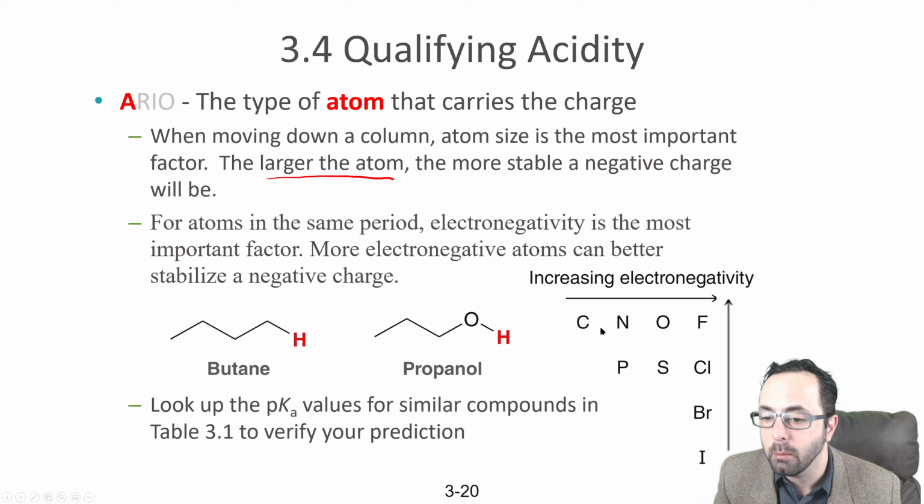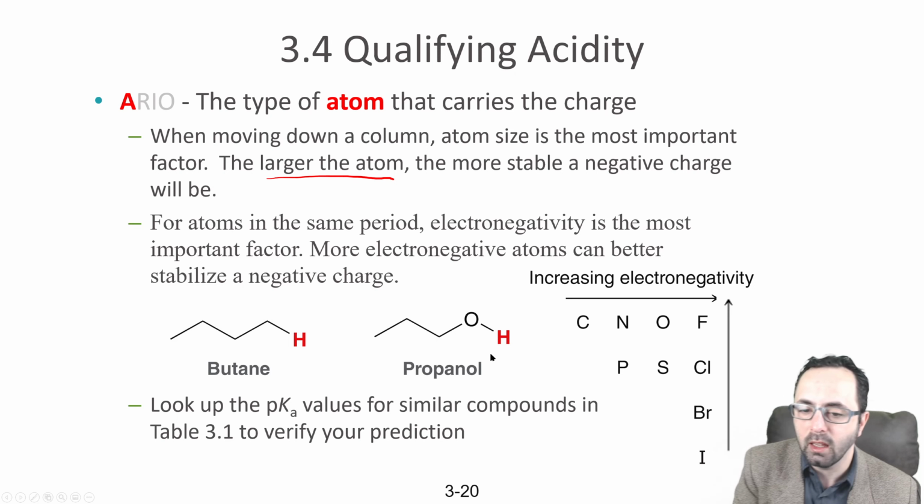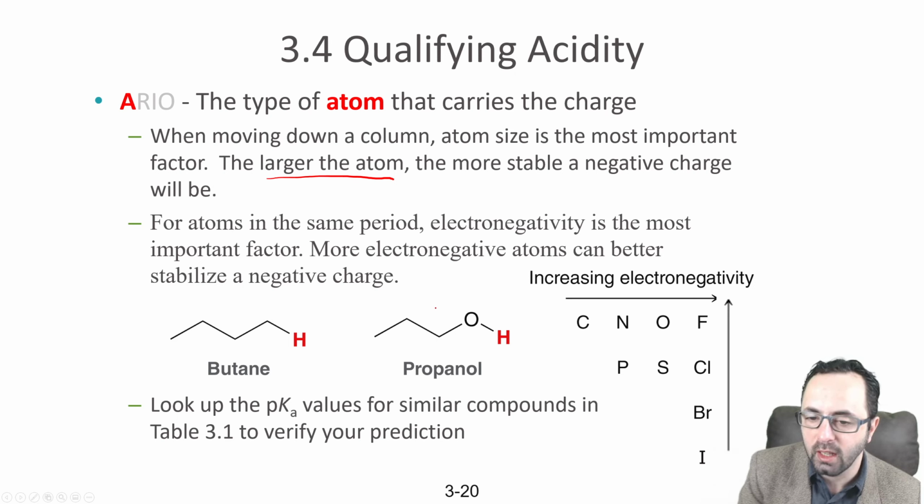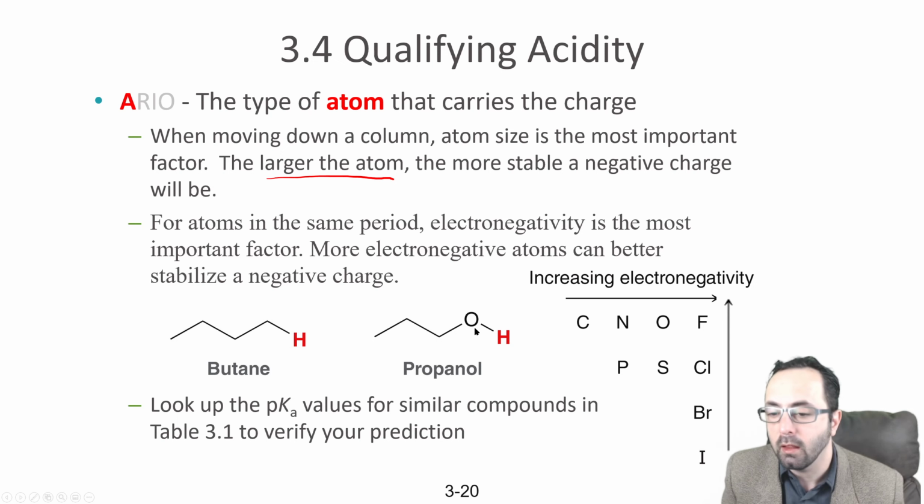For atoms in the same period, going left to right, those that are more electronegative will stabilize the negative charge better. And so fluorine will stabilize the negative charge better than oxygen, better than nitrogen, better than carbon. You can see here when it comes to propanol, its conjugate base would be one in which the negative charge ends up on the oxygen. And that would be more stable than that negative charge ending up on the carbon.